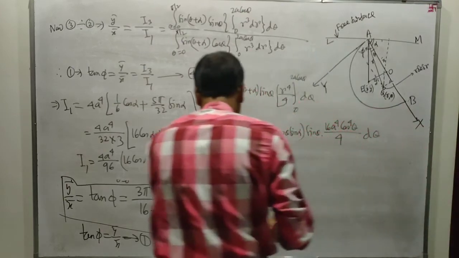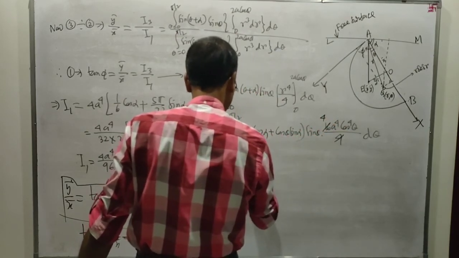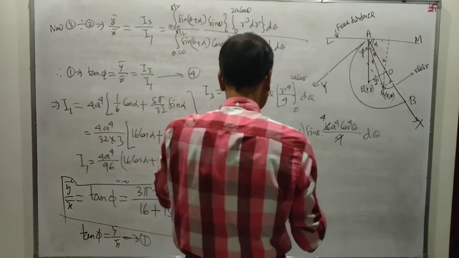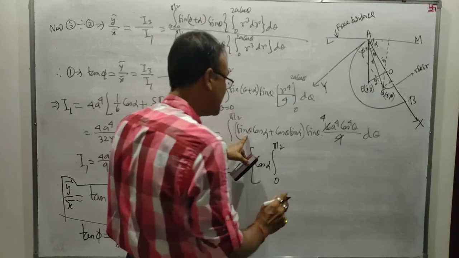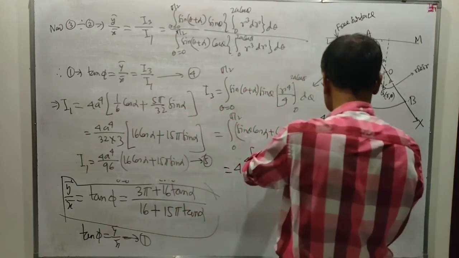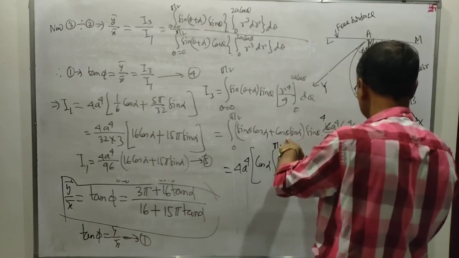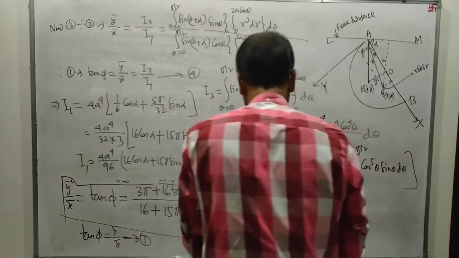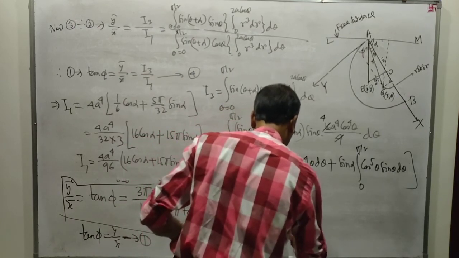This is equal to 4a to the power 4, integration 0 to pi by 2, cos alpha integration 0 to pi by 2 sin theta sin square theta cos to the power 4 theta d theta plus sin alpha integration 0 to pi by 2 cos to the power 5 theta into sin theta d theta. This is equal to 4a to the power 4 cos alpha, it is 2 minus 1 divided by 2 plus 6, 2 plus 4.